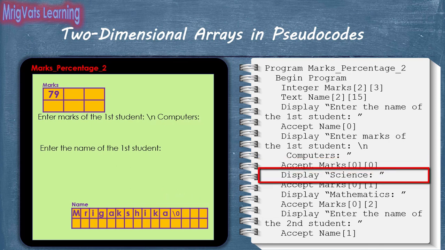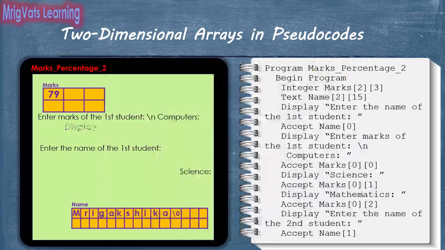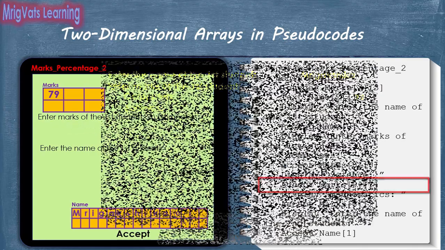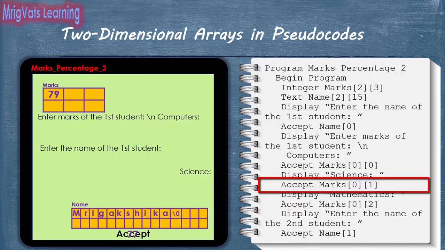When the next display statement is run, the program writes the science text in the memory allocated for the program. The display statement takes the text as an input and displays it on the virtual display board. When the accept statement is run, the program waits for the user to enter a value. As soon as the user enters a value such as 77, the accept statement takes it as an input and stores the value in the second element of the first row of the marks array.